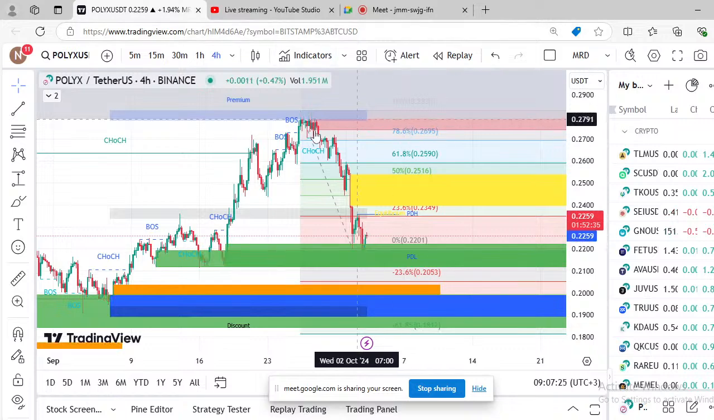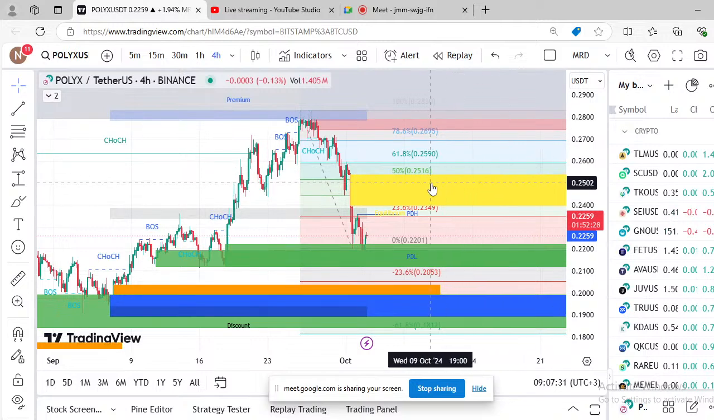So today we are going to talk about what we call stochastic RSI.